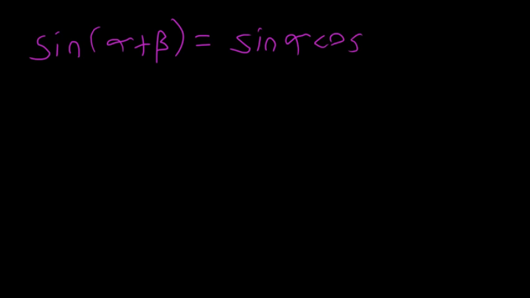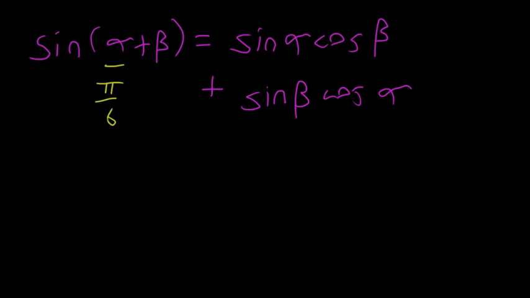So we have another one for sine of alpha plus beta here. It's going to be sine of alpha cos of beta plus sine of beta cos of alpha. Okay, so let's again check that this works. So let's set alpha equal to pi over 6, and this time set beta equal to pi over 3.